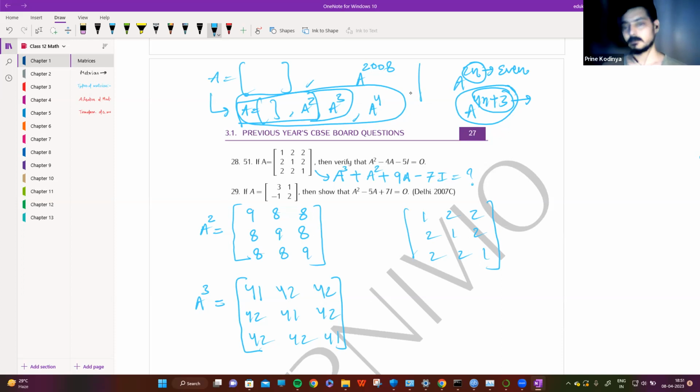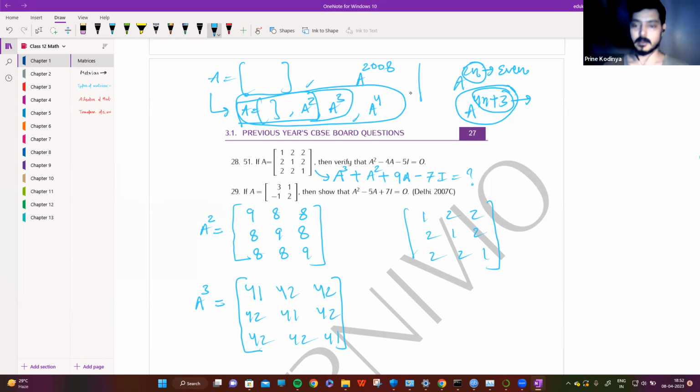So you have to understand what the representation is, and then how we find that power. To find that power, we have to identify the pattern, and to identify the pattern, you need to find out A square, A cube, or at max A to the power 4. In 3 steps, at max, you will get the pattern, and then you have to apply that pattern to whatever power they ask you.